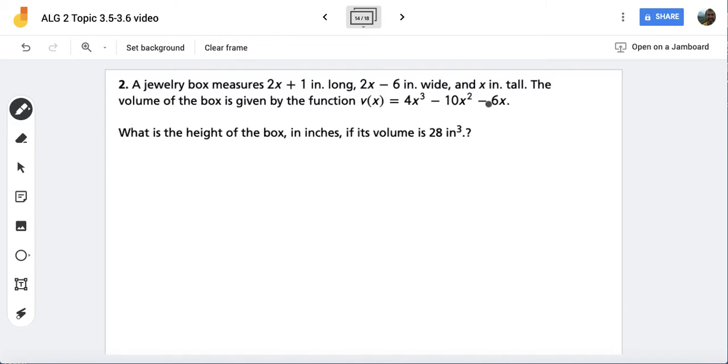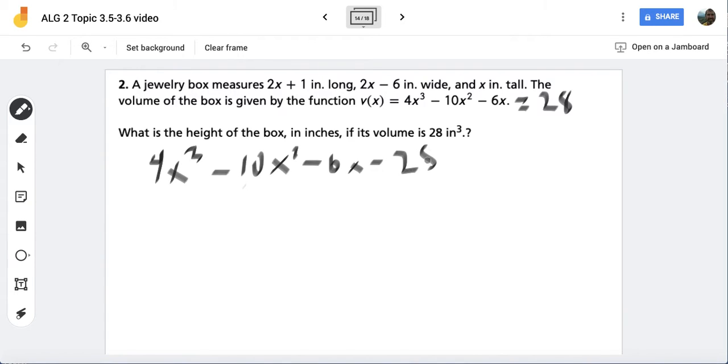Well, I have this expression equal to 28. Then I need to subtract 28 from both sides to get it into proper form. 4x cubed minus 10x squared minus 6x. I don't know why I'm doing all this. I could have done it a lot faster just doing it up above, but equals 0.